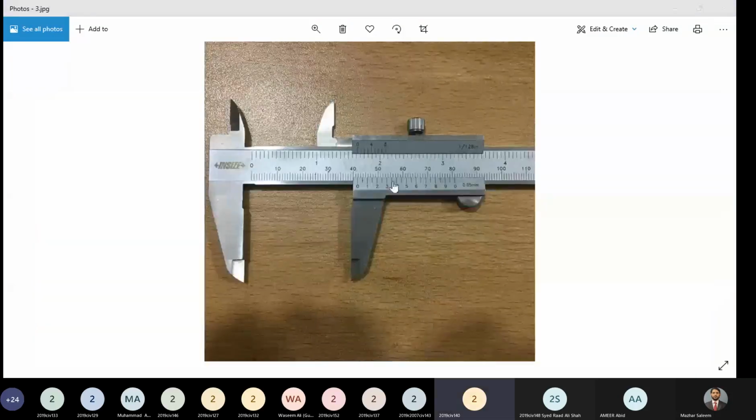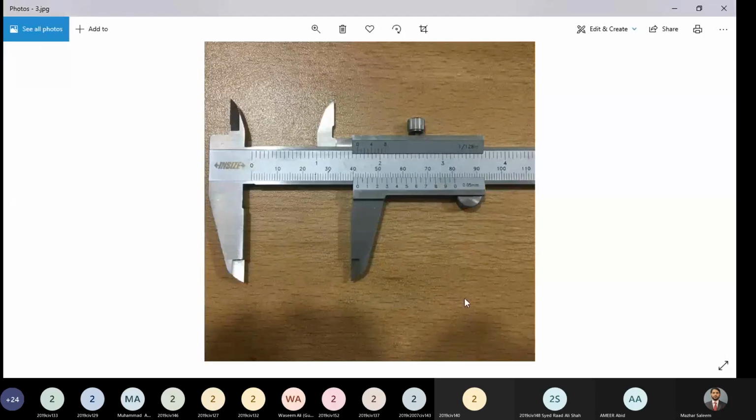Everybody's clear about this? Everyone, keep your mic mute. I'll mute it. Okay, so I think we are good with vernier calipers.